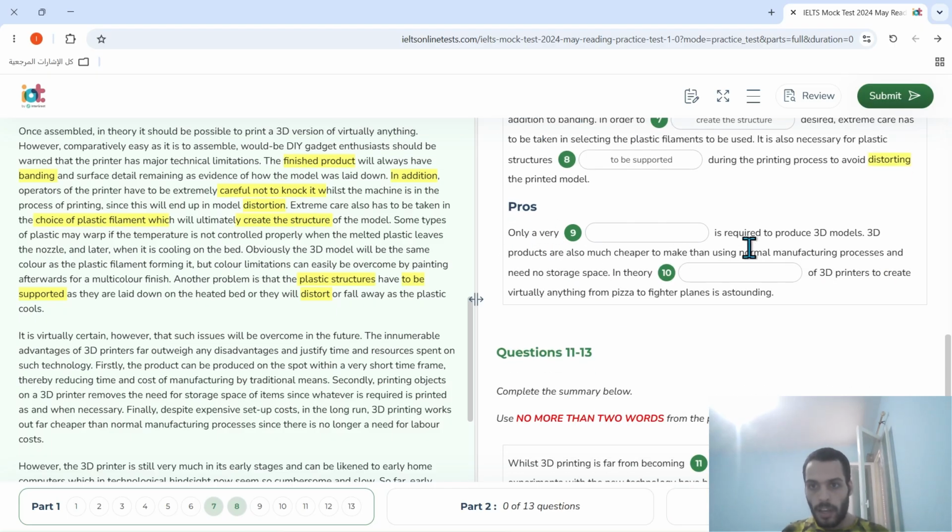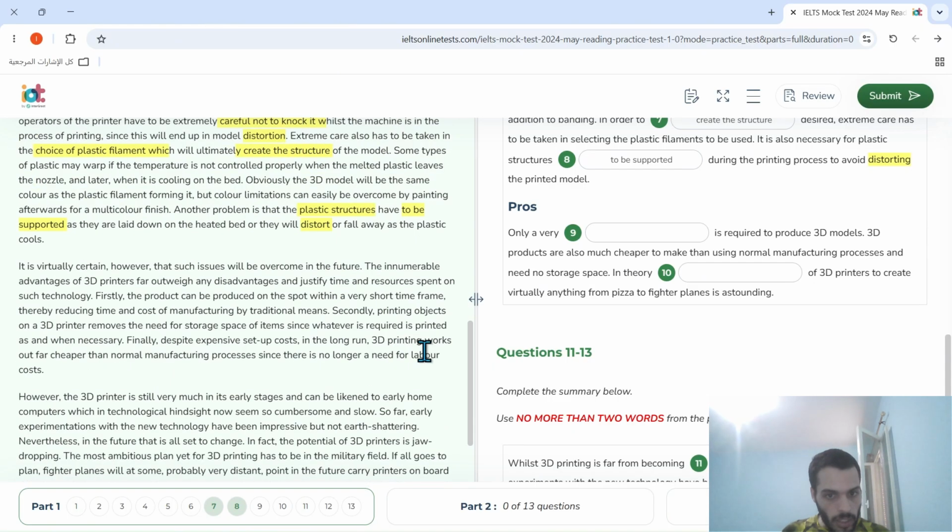Pros, only a very small is required to produce 3D models, 3D products. However, this issue will be overcome in future. The advantages of 3D printers far outweigh the disadvantages, and they are justified as the product can be produced on the spot within a very short time frame. Only a very small is required to produce 3D models.